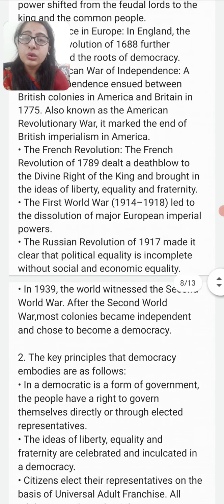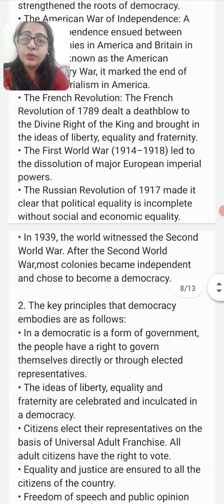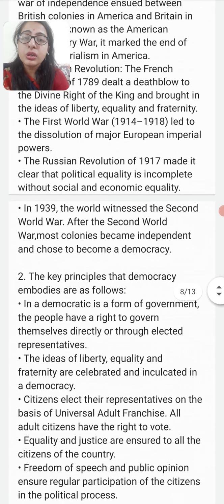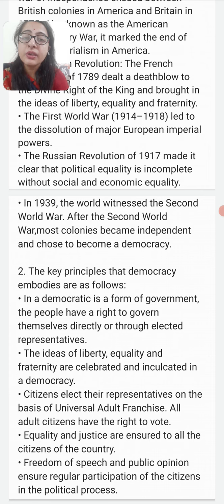Okay, next the French Revolution. The French Revolution of 1789 dealt a death blow to the divine rights of the king. It ended the rights of the king and brought in the idea of liberty, equality, and fraternity. In place of death blow, you can write ended. Now, the First World War led to the dissolution of major European imperial powers. Then the Russian Revolution in 1917 made it clear that political equality is incomplete without social and economic equality.